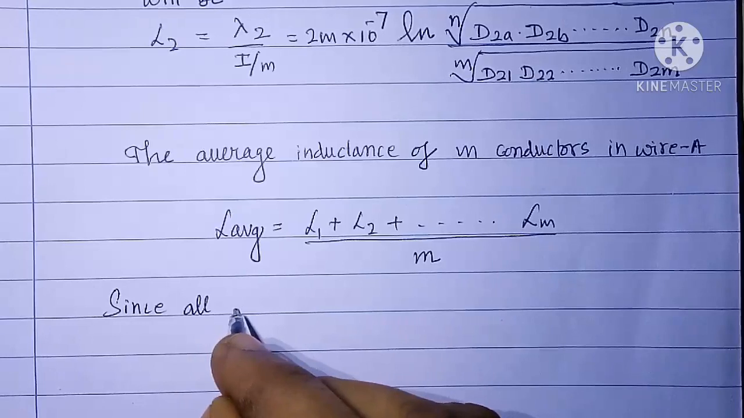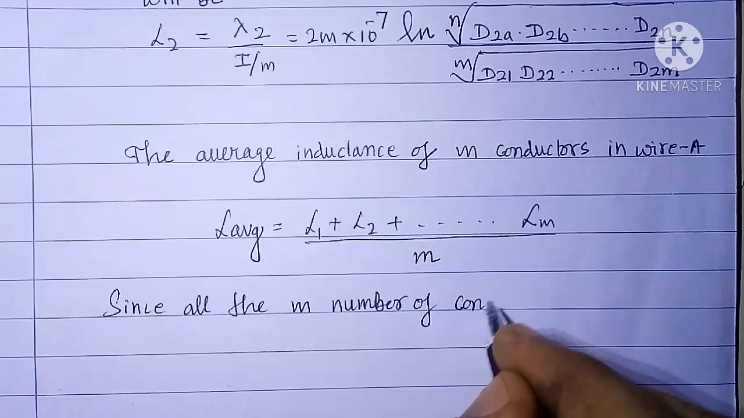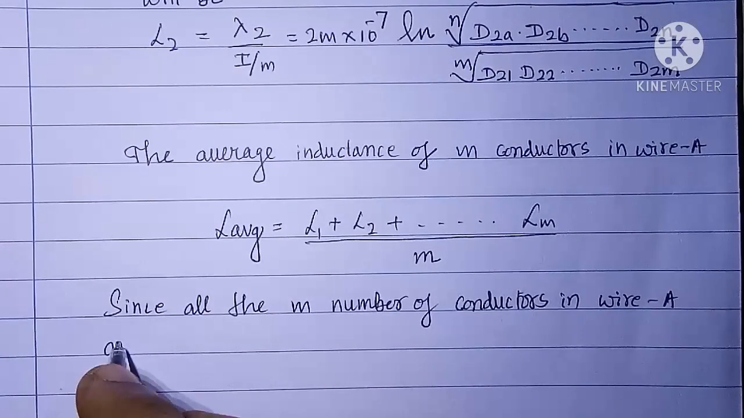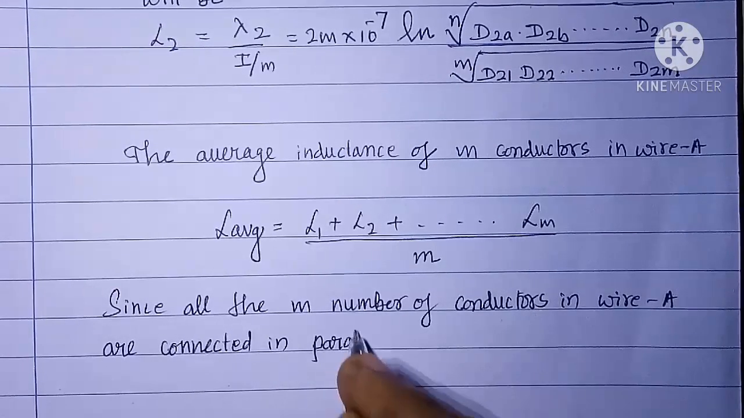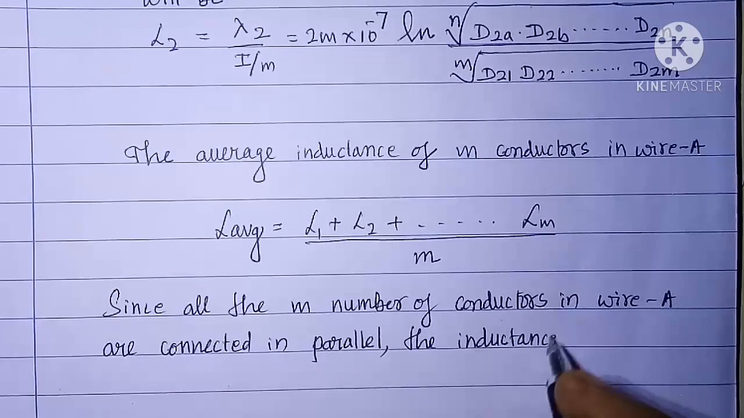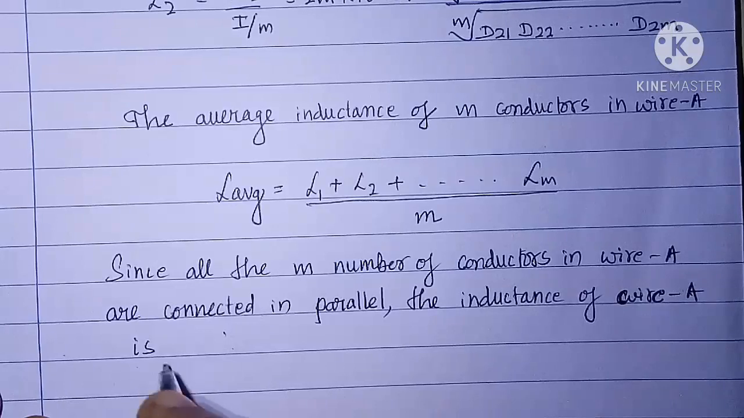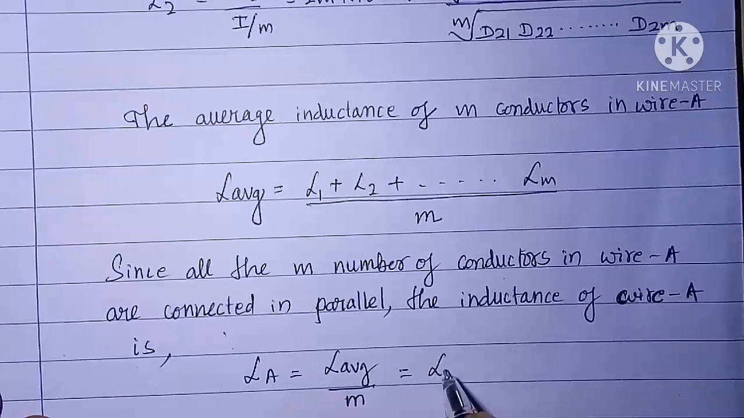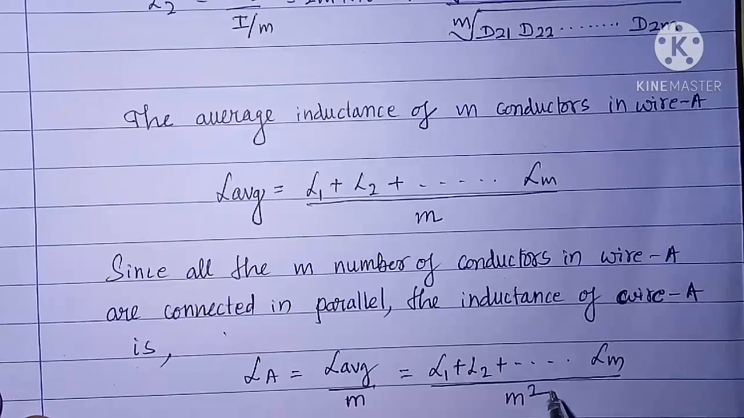Since all the m number of conductors in wire A are connected in parallel, the inductance of wire A is LA equal to L average upon m, that is L1 plus L2 plus and so on up to Lm upon m square.